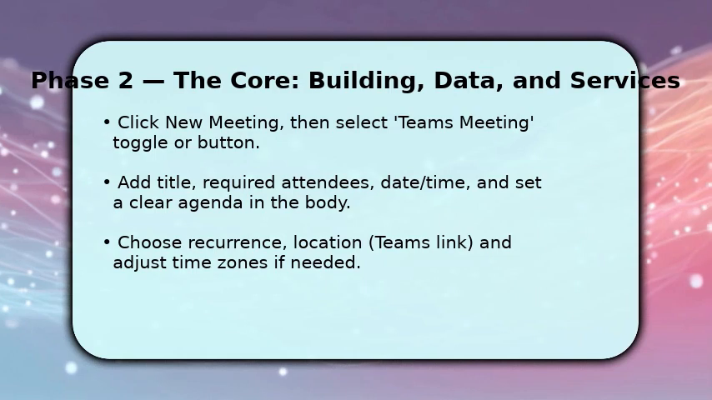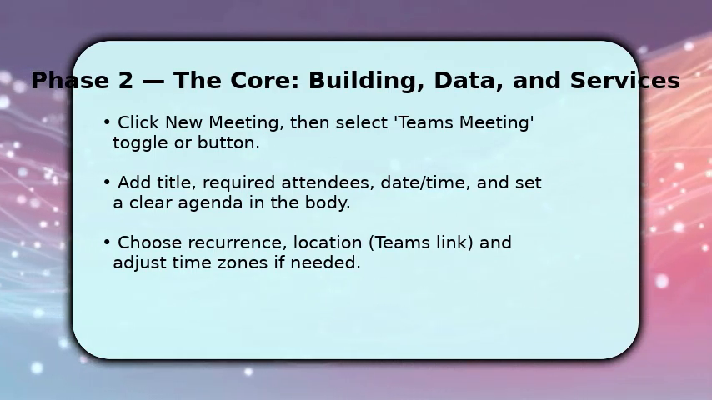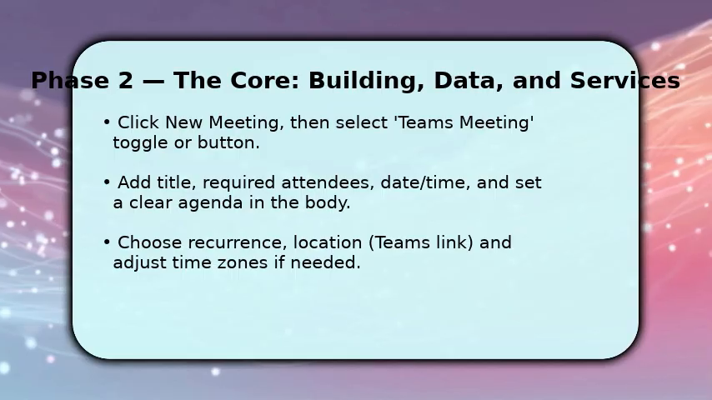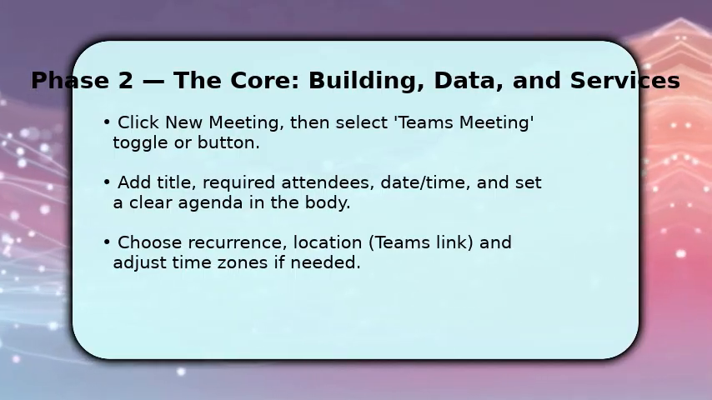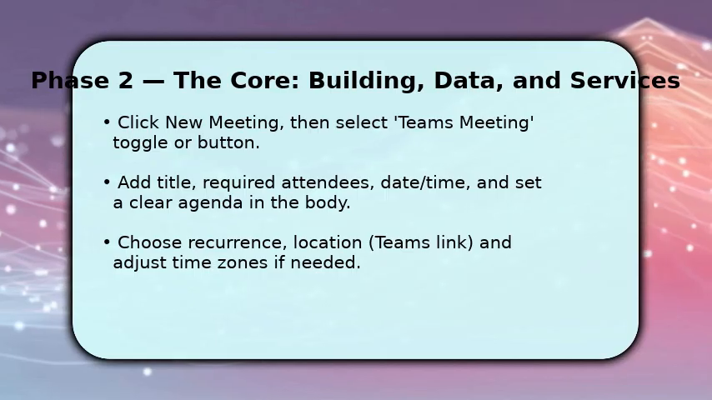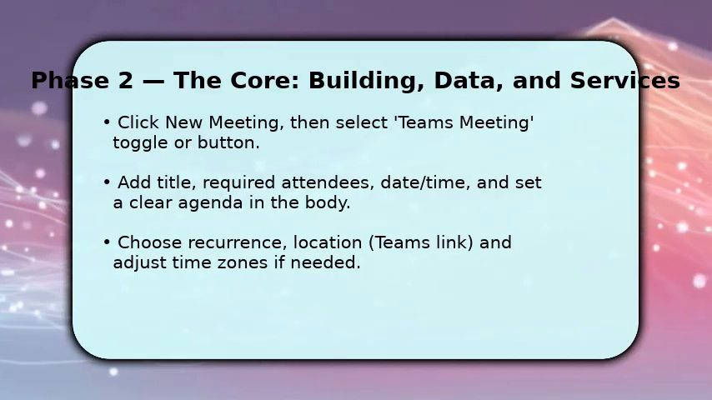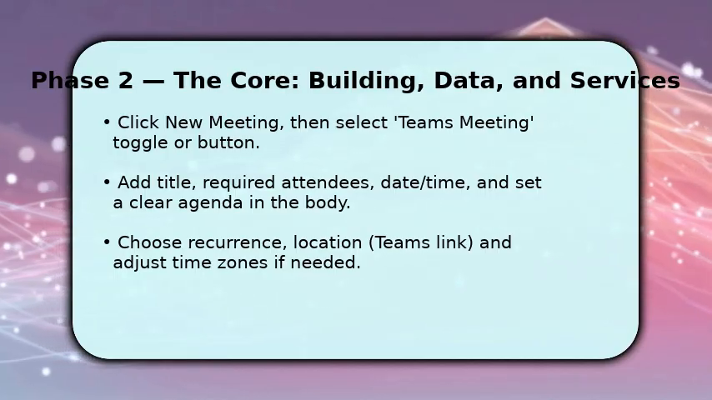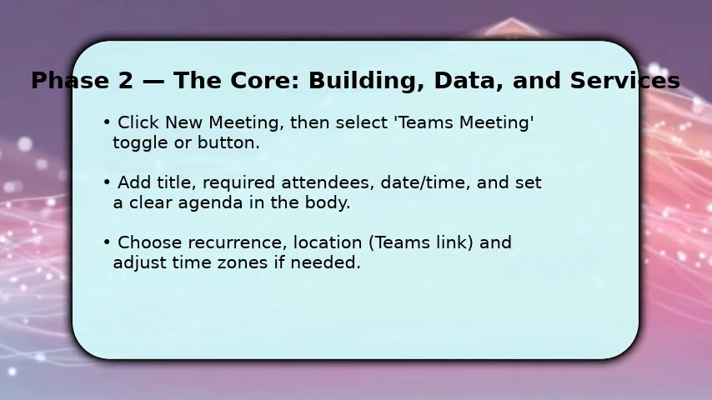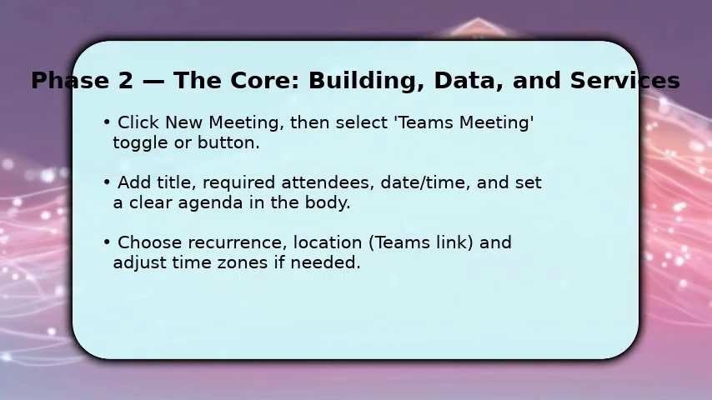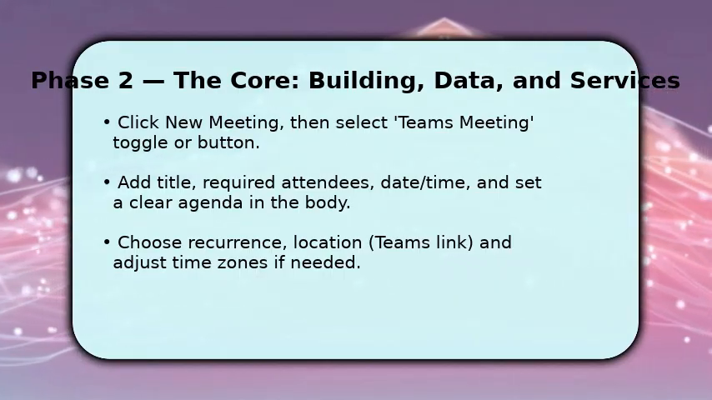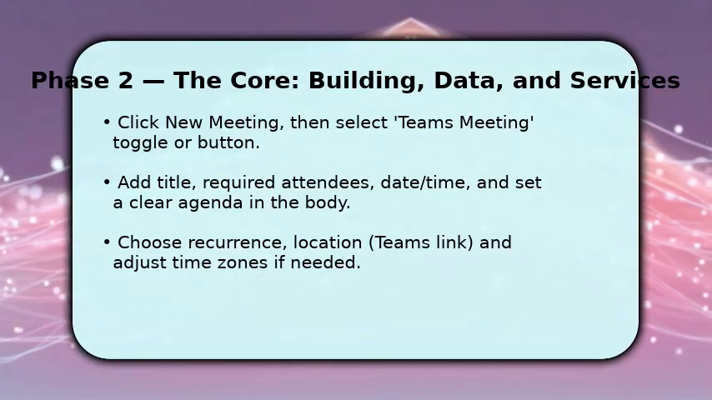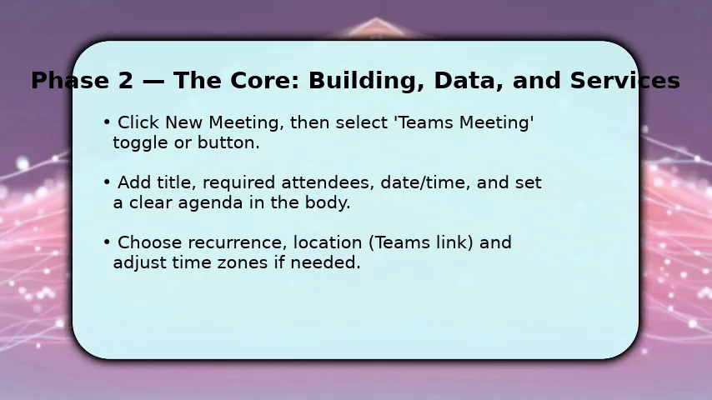You now build the meeting. Click New Meeting and enable the Teams meeting toggle or button so a join link is generated. Add required attendees and pick date and time. In the body, paste a short agenda so attendees know the purpose. Once done, check recurrence options and time zone settings if participants are remote. Make sure to set a sensible duration and, if helpful, add optional attendees or files so everyone arrives prepared.